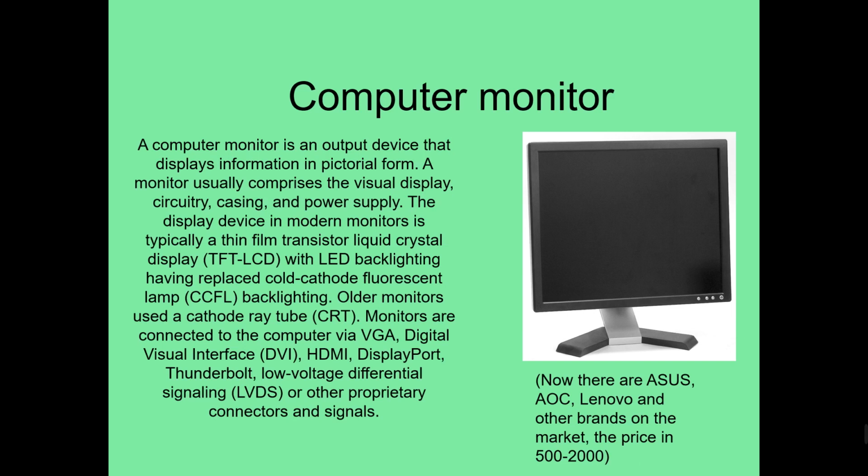Computer monitor. A computer monitor is an output device that displays information in pictorial form. A monitor usually comprises the display device, circuitry, casing, and power supply. The display device in modern monitors is typically a thin film transistor liquid crystal display with LED backlighting, having replaced cold cathode fluorescent backlighting.